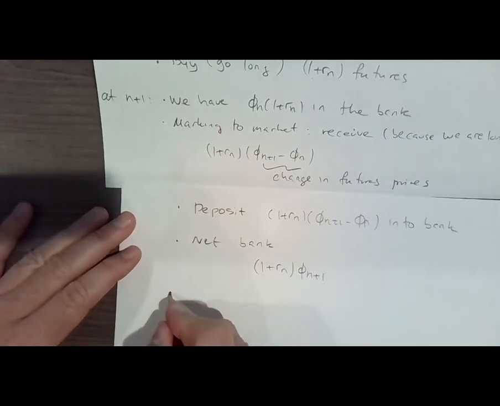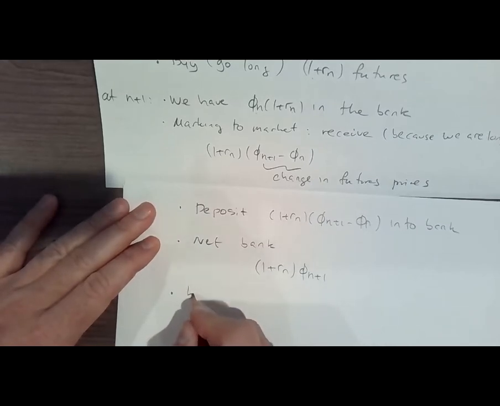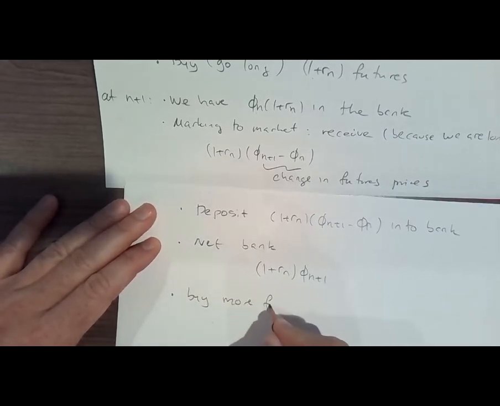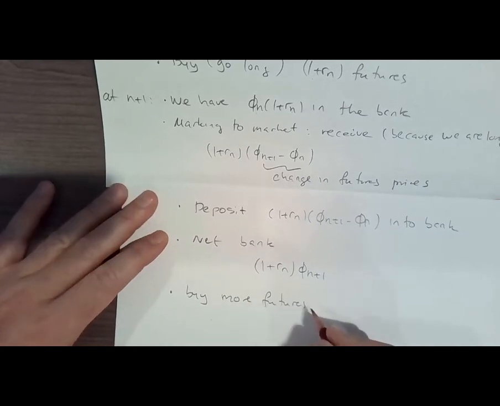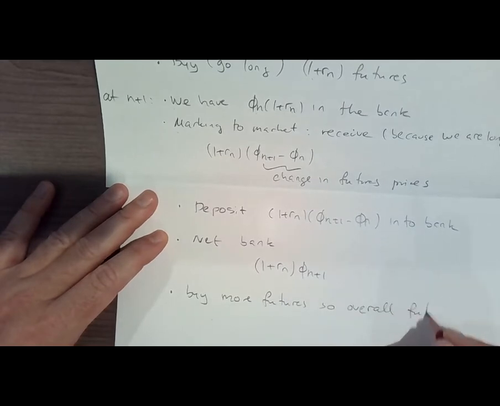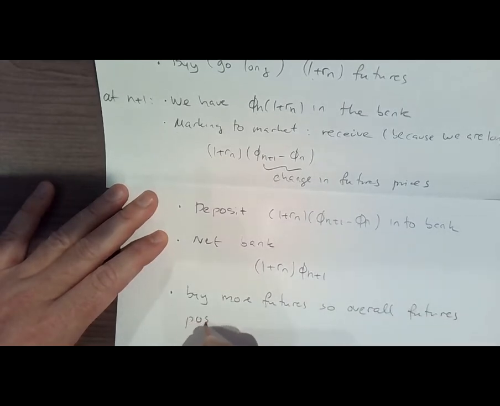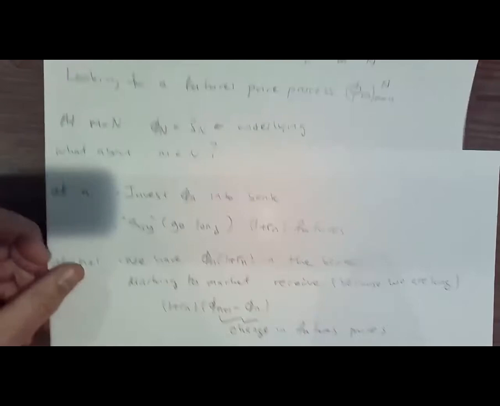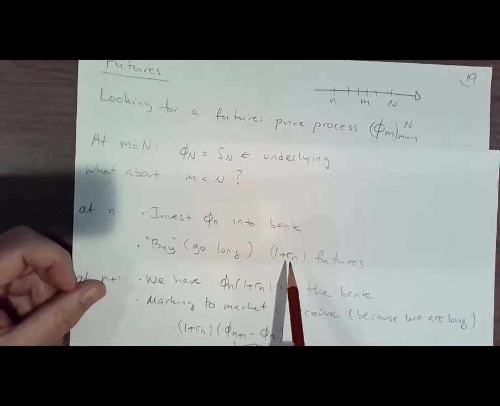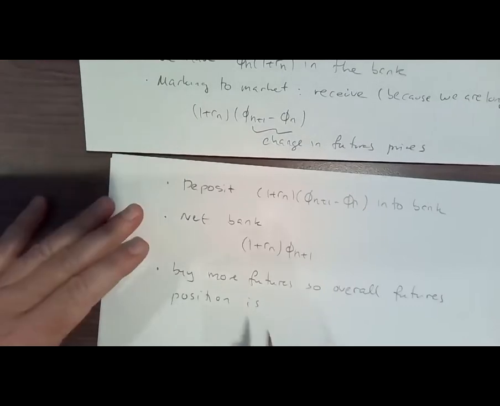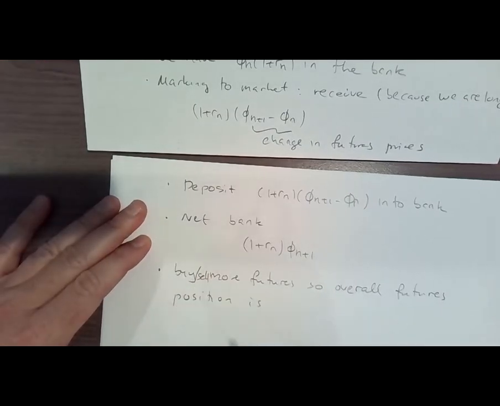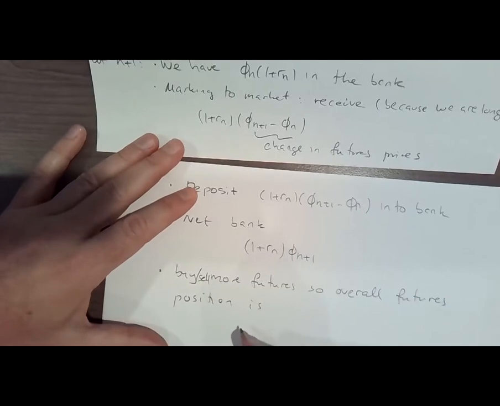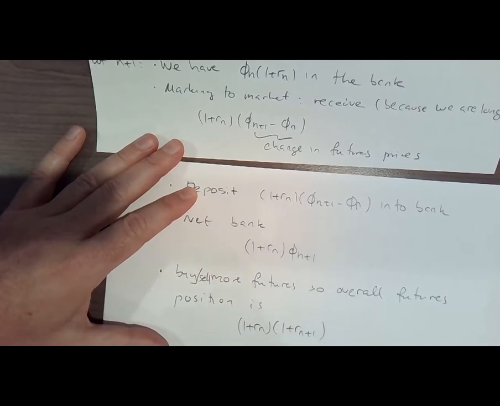So what else to do? Well, we're going to enter more. We're going to buy more futures. So the overall futures position: how many do we have? We already have 1 plus Rn. We're going to change the position, buying or selling more futures, so that the overall position is 1 plus Rn times 1 plus Rn plus 1. We can do this at no cost.